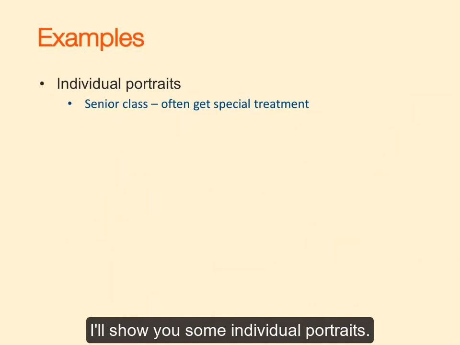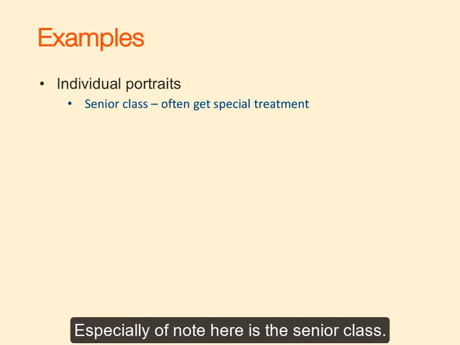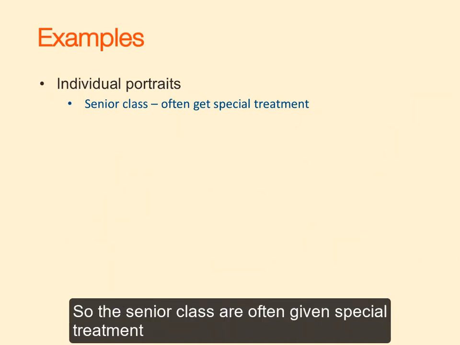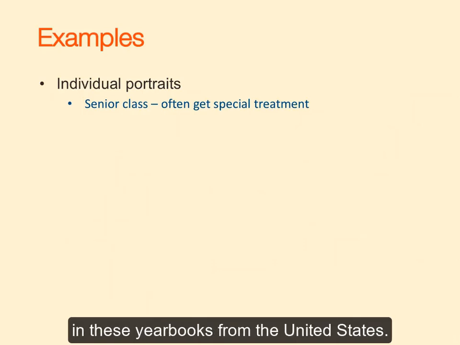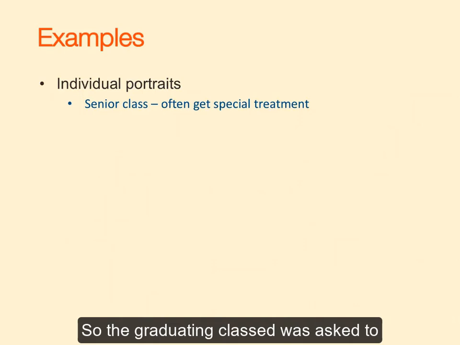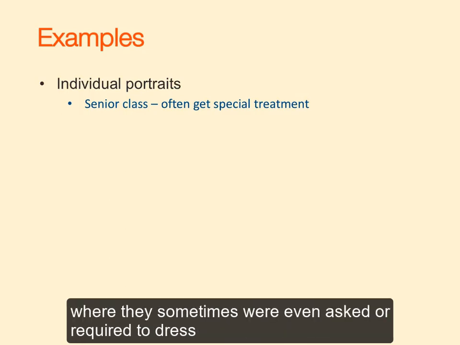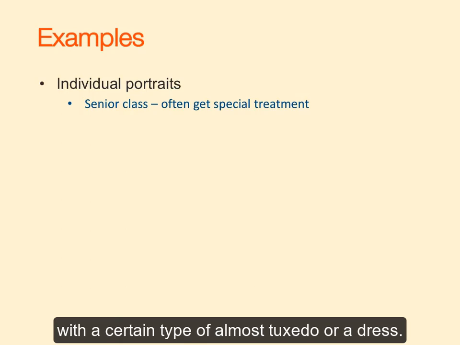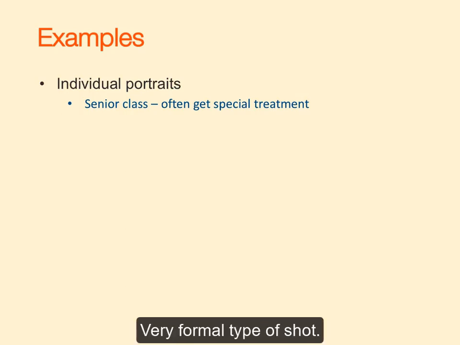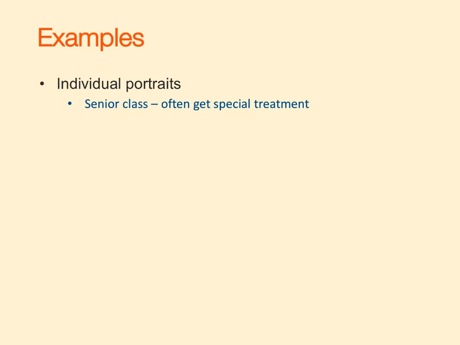I'll show you some individual portraits. Especially of note here is the senior class. So the senior class are often given special treatment in these yearbooks from the United States. So the graduating class was asked to sometimes even go to a studio that was not located at the school, perhaps in the city, the studio of a professional photographer, where they sometimes were even asked or required to dress with a certain type of almost tuxedo or a dress, very formal type of shot. Sometimes they're wearing a cap and gown.